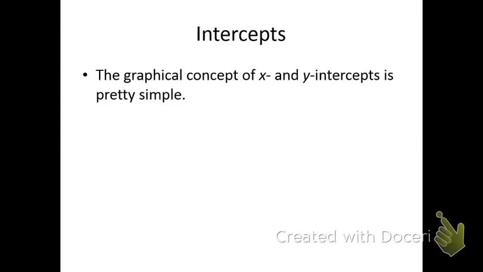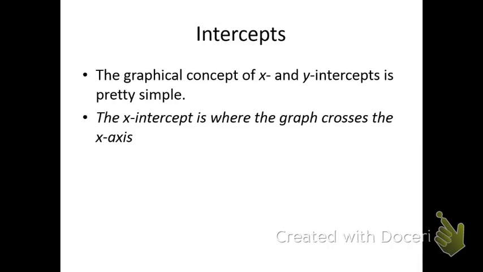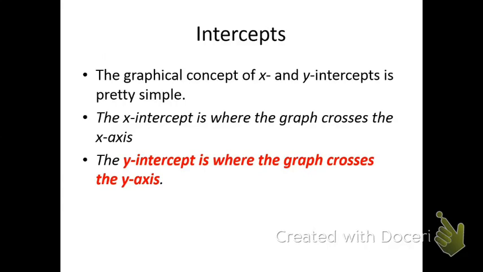Here we go. First thing, what are intercepts? Intercepts, basically the graphical concept of an x and y intercept, it's pretty simple. And you're going to really enjoy this. The x-intercept, make sure you write this down. The x-intercept is where the graph crosses the x-axis. So then if we have an x-intercept, we also have a y-intercept. The y-intercept is where the graph crosses the, you guessed it, y-axis. So make sure you get those two things written down.